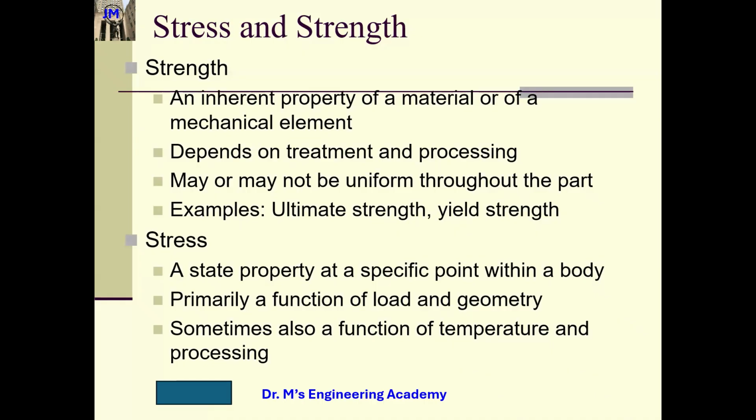The strength is an inherent property of a material or of a mechanical element. It depends on the treatment and processing of the material, how you heat treat it and how you process it, and may or may not be uniform throughout the part. For example, ultimate strength and yield strength. We call these the strength. The stress, as I said, is associated with certain loading conditions. It is a state property at a specific point within a body, primarily a function of loading and geometry, and sometimes also a function of temperature and processing. So you need to know the difference between these two concepts.